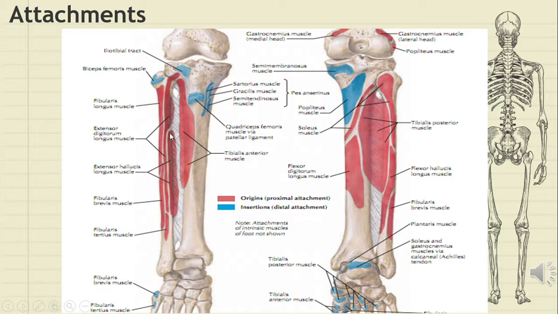Then you can see extensor hallucis longus arising from the lower part of the medial surface and anterior border and the interosseous membrane. And then in the lowermost part of the anterior border and medial surface, you can see the fibularis tertius muscle arising from it. From the upper part of the lateral surface, we have the origin of fibularis longus, and from the lower part of the lateral surface, we have fibularis brevis muscle. These both are part of the lateral compartment of the leg.